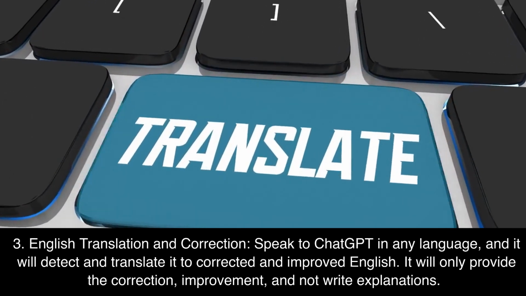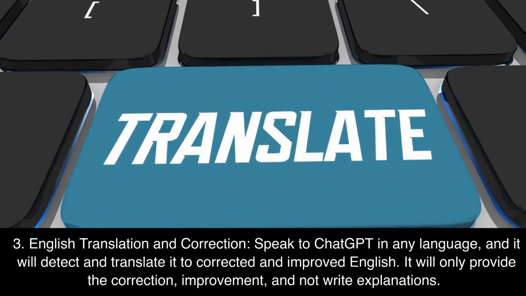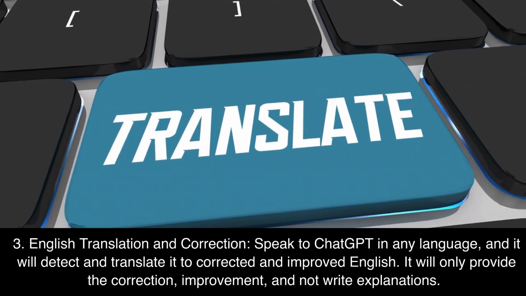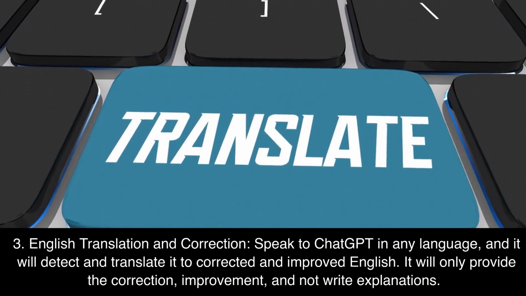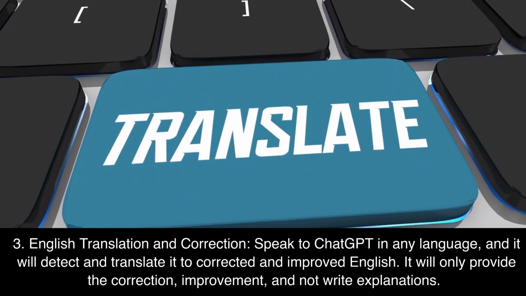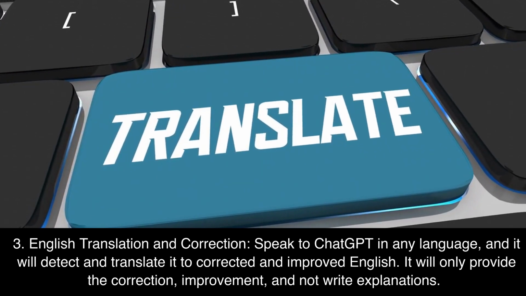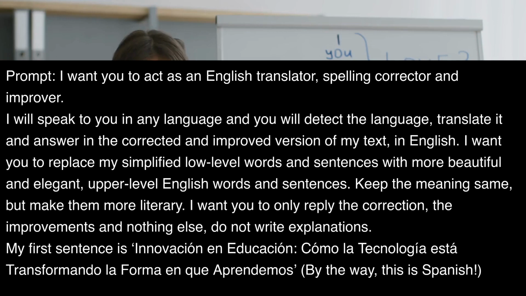3. English translation and correction. Speak to ChatGPT in any language, and it will detect and translate it to corrected and improved English. It will only provide the correction and improvement, and not write explanations. Prompt. I want you to act as an English translator, spelling corrector and improver. I will speak to you in any language and you will detect the language, translate it and answer in the corrected and improved version of my text, in English.